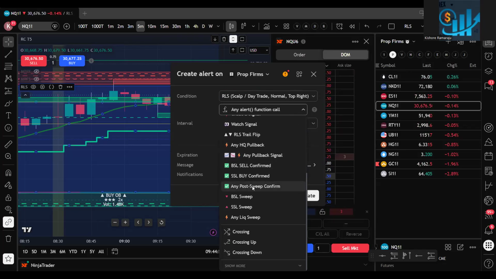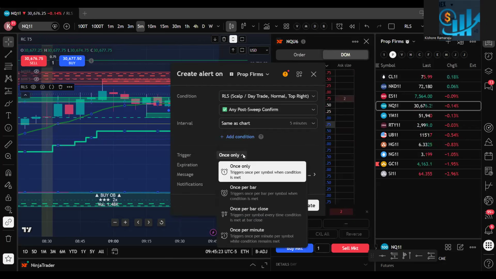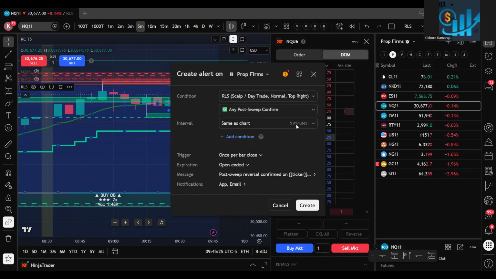So generally for day trading, it is always better you do it on the 5 minutes. If you are a swing trader, you want to hold the trades for 4 or 5 days like that for personal accounts, then you can use 30 minutes or 1 hour. If you want to do it for 1 month, then you can set the same alert on daily. So the first alert I'll set is any post sweep confirmation, and then you have to select once per bar close. Here you have that interval, right? Whether you want to see it for your day trading or for your swing trading or for your long-term trading.